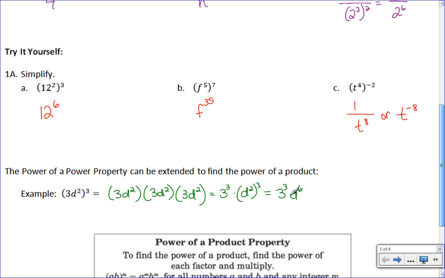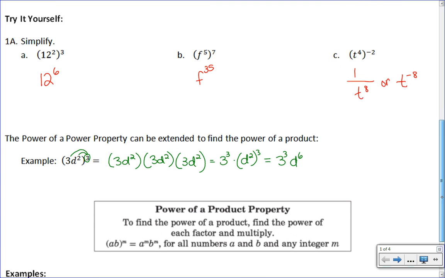And notice here, the way that we would get this without actually having to write this out is basically, it's not really using the distributive property, but it's kind of like distributing this exponent to each of the things in the parentheses. So 3 gets raised to the third power, 3 to the third, and d squared gets raised to the third power. D squared to the third is d to the 6th. So that's the shortcut or the property that allows us to do that.